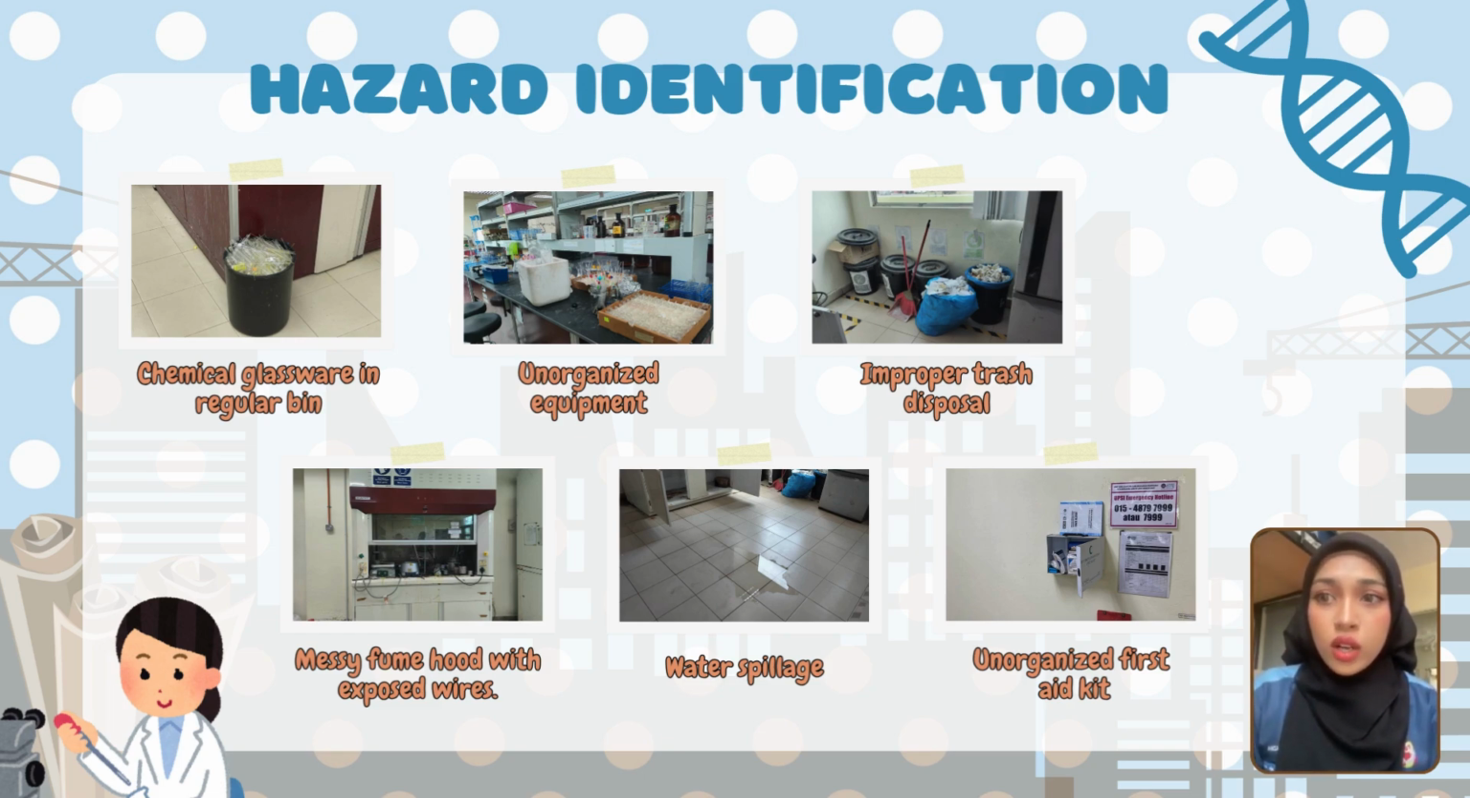The second one is unorganized equipment. As we can see, there is a lot of equipment that is not supposed to be on the table like that. Third is improper trash disposal. As we can see, the bins are not kept properly. Number 4 is a messy fume hood with exposed wires. Number 5 is the common hazard, which is water spillage, which can cause slipping. And the last one is unorganized first aid kits, where they didn't close it properly.